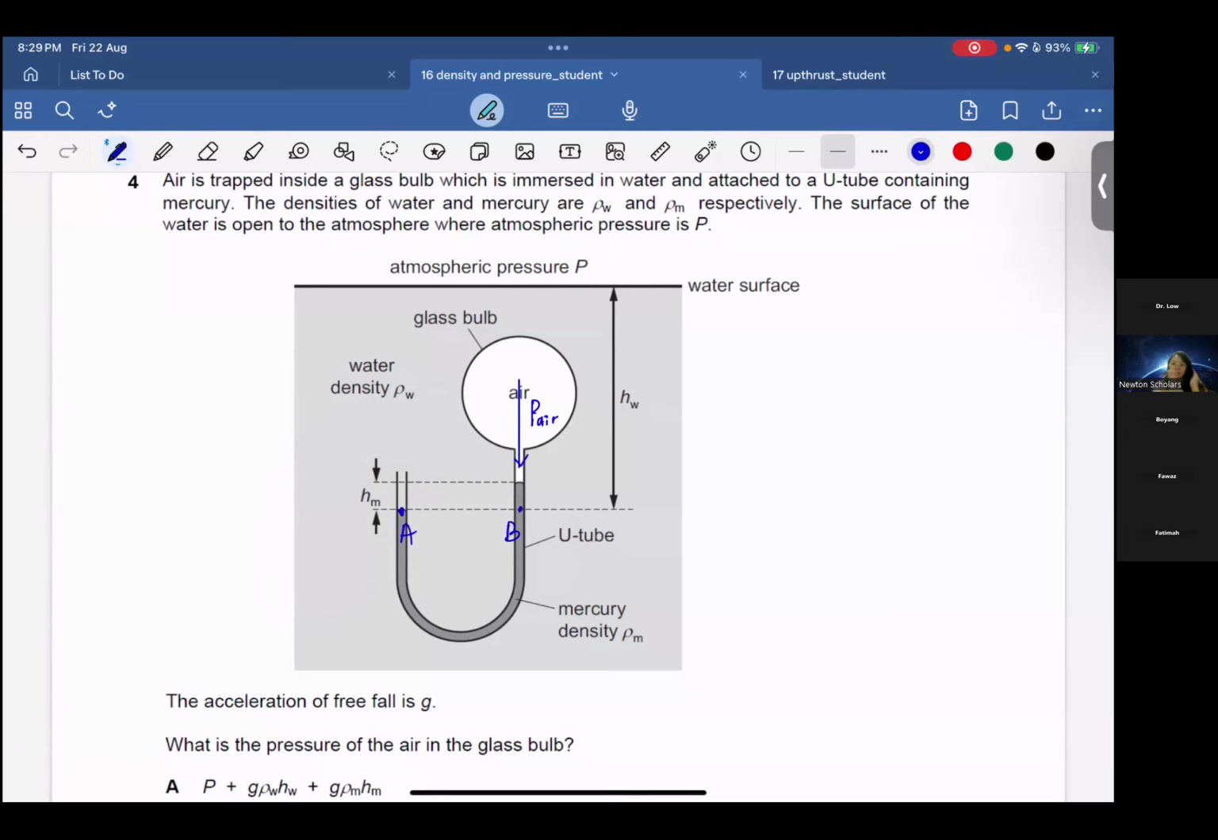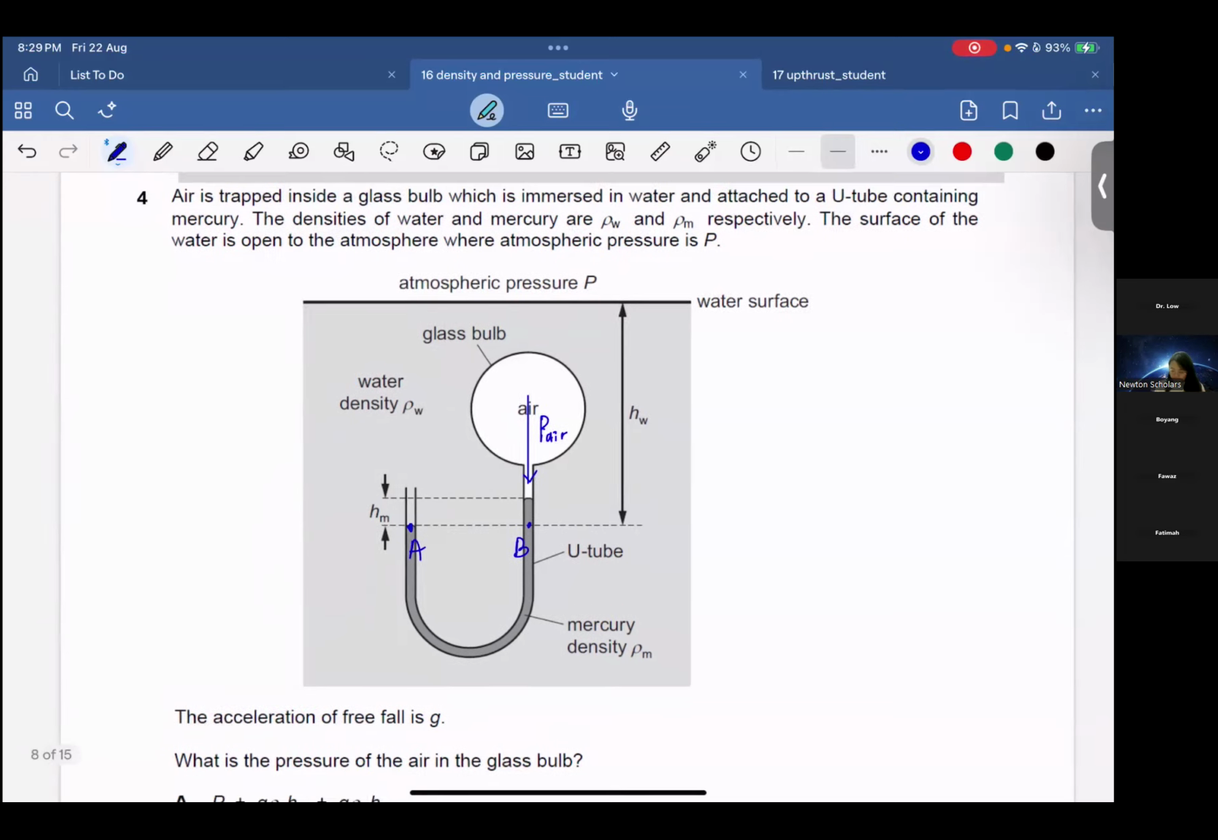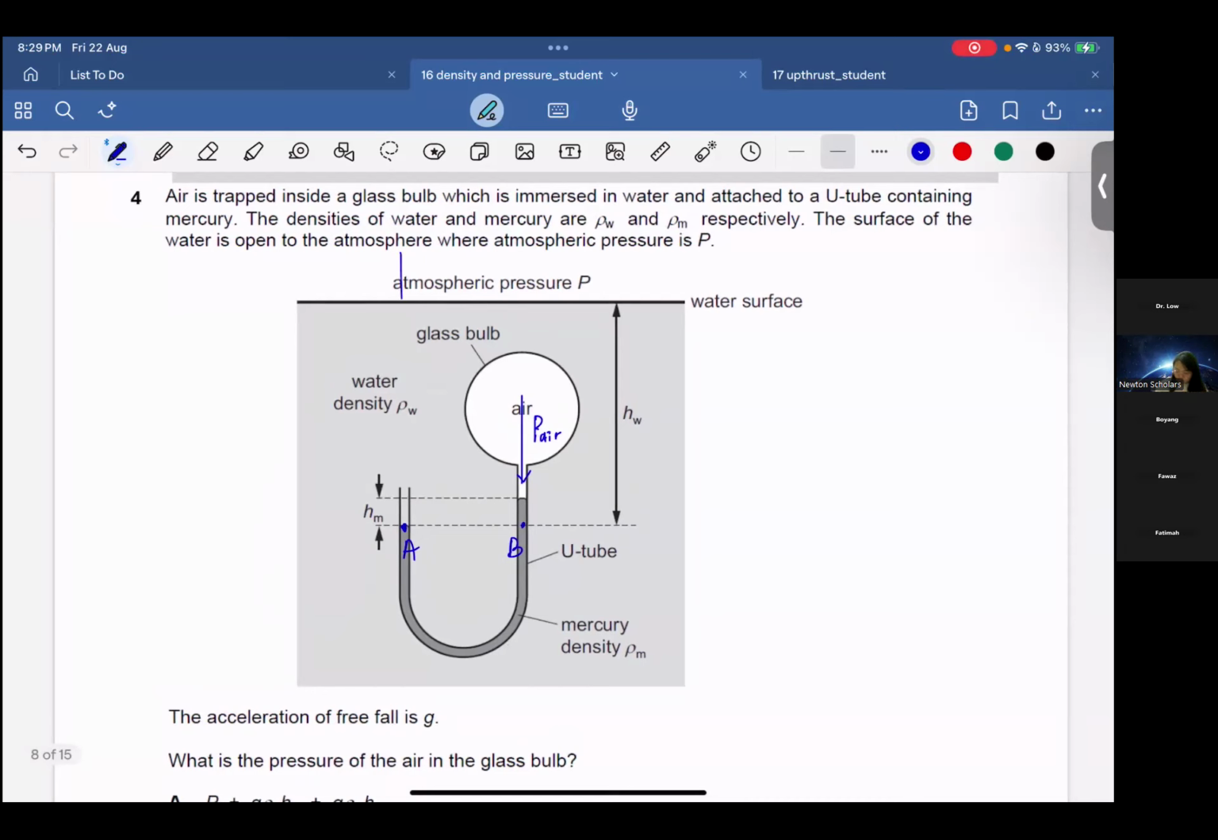Okay, then we have to look at the left-hand side. What is the pressure acting on point A? So first, it has atmospheric pressure acting on the water surface. Then second, this is the liquid pressure, the water pressure. Here they're using water, so water pressure. So here, the water pressure plus the atmospheric pressure is the pressure at point A. This point A equals point B.